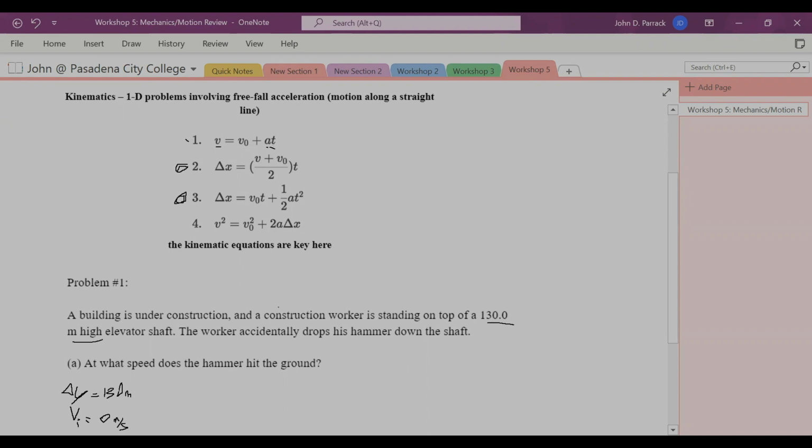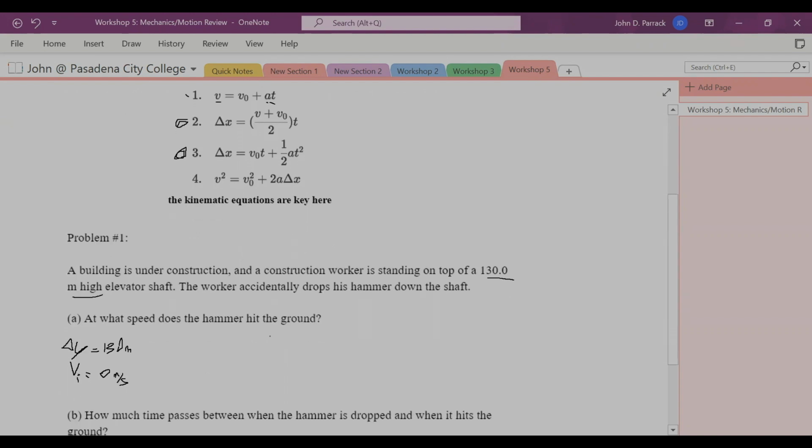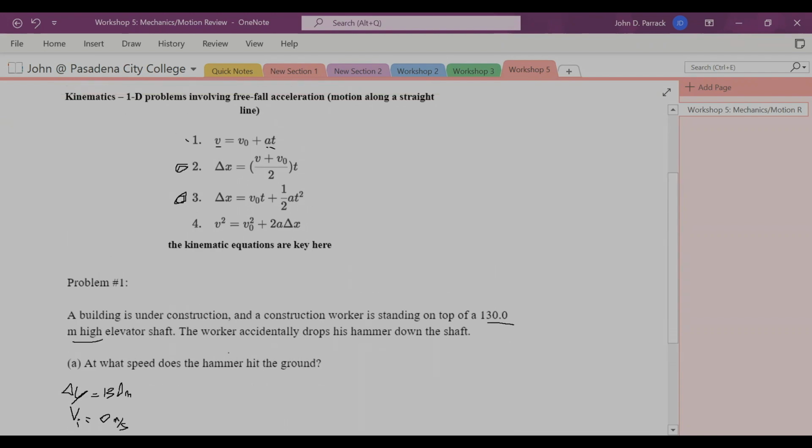But do I know the time? I don't know how long it's going to take for the hammer to hit the ground. So maybe let's not use this one. And you know, sometimes you can solve these problems by picking an equation that's not the fastest or the easiest, and you can work it out, and we could maybe solve for t a different way, and we could get to the answer eventually, and that would be totally fine.